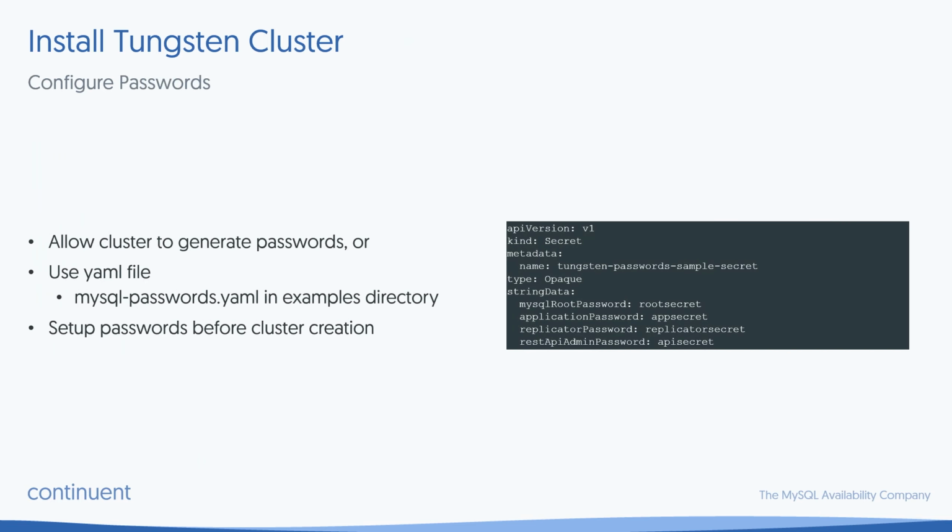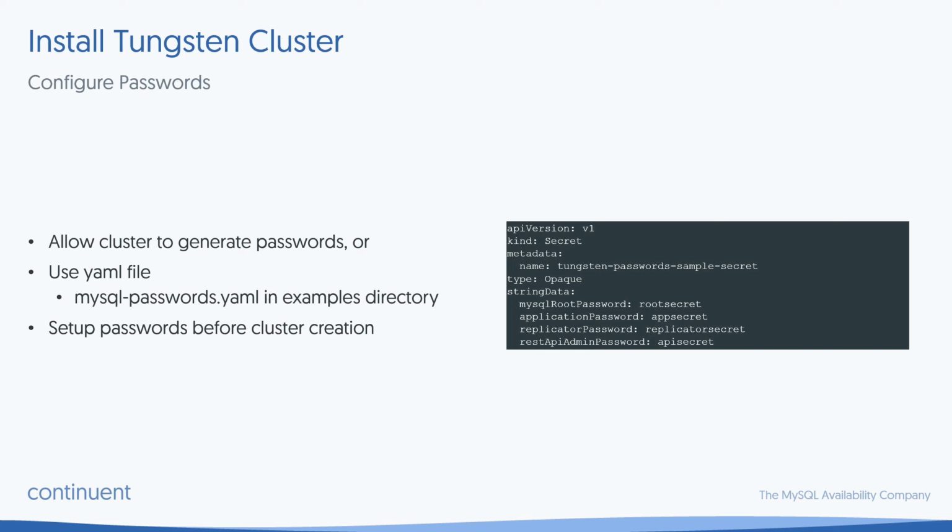Now you can either allow the cluster to generate the passwords for you, or you can use a YAML file to do it. So you've got the YAML files that I talked about in the previous slide, which cover all of the various different topologies. There will also be a YAML file example in there called MySQL passwords, where you can set the passwords that you want for the MySQL root database, your application password, which is what the Tungsten managers will use for communicating to the cluster, the replicator password, so what the replicators will use for replicating the data, and then the password for the REST API admin user. So you can define them if you wish in this MySQL passwords YAML file. As I say, you can let the cluster generate them for you if you want, or you can set them up here.